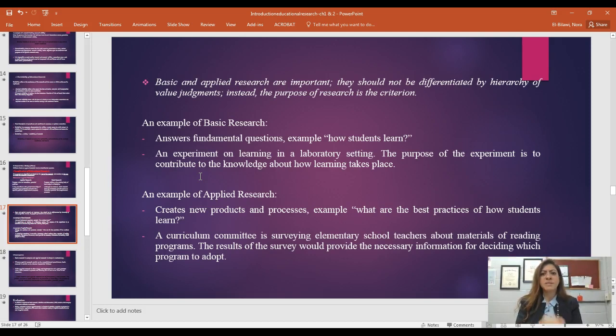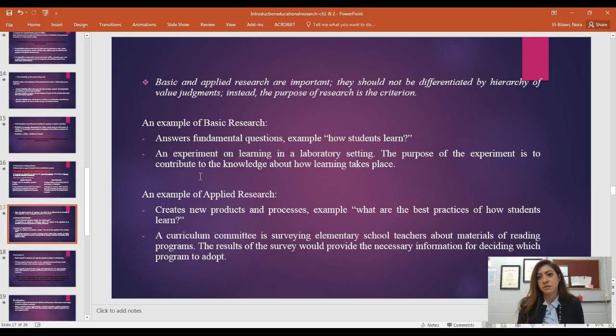I want the best practices of teaching African American students, or the best practices of teaching Hispanic students, or best practices of teaching students from a Middle Eastern background. This phrase, best practices, gives an indication that I'm going to give you a list, right? This list of direct, immediate solutions is called applied research. But basic research is more philosophical.